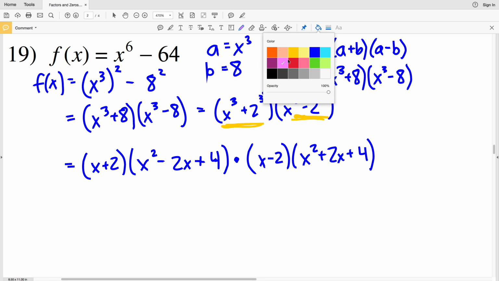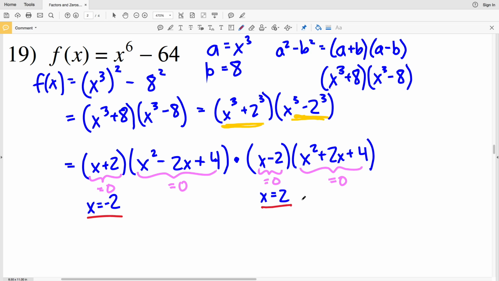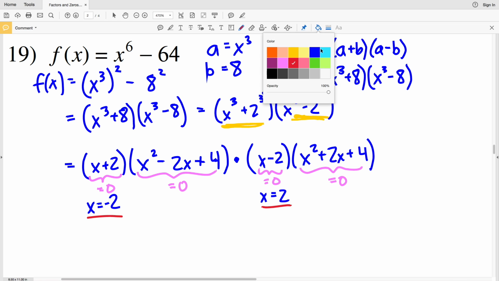So we're not quite done yet, because remember we're factoring to find the zeros. So we have to figure out when x plus 2 equals 0, when x minus 2 equals 0, when x squared minus 2x plus 4 equals 0, and when x squared plus 2x plus 4 equals 0. So x plus 2 equals 0 occurs when x is equal to negative 2, since negative 2 plus 2 equals 0. X minus 2 equals 0 occurs when x is equal to a positive 2. So we have x equal to negative 2 and x equal to 2, since 2 minus 2 also equals 0.